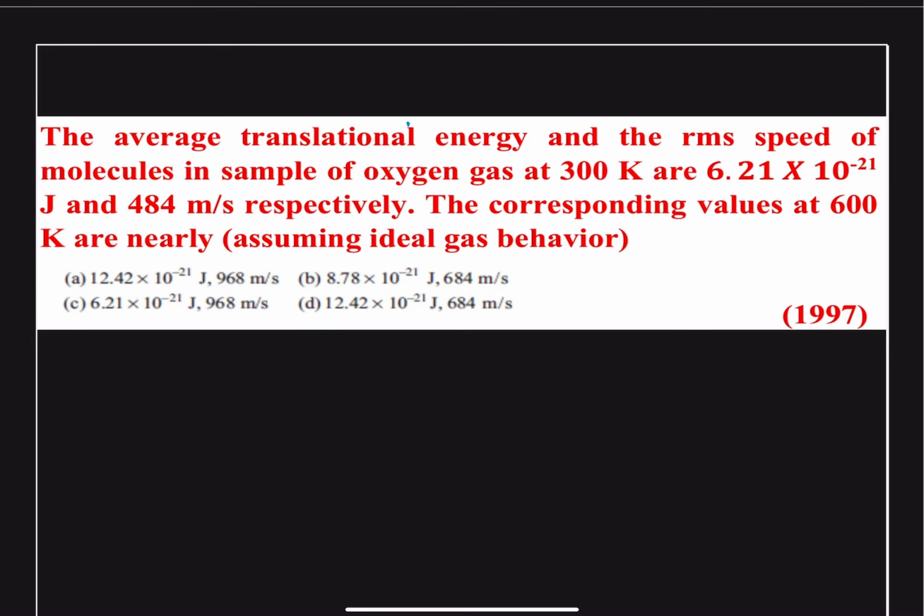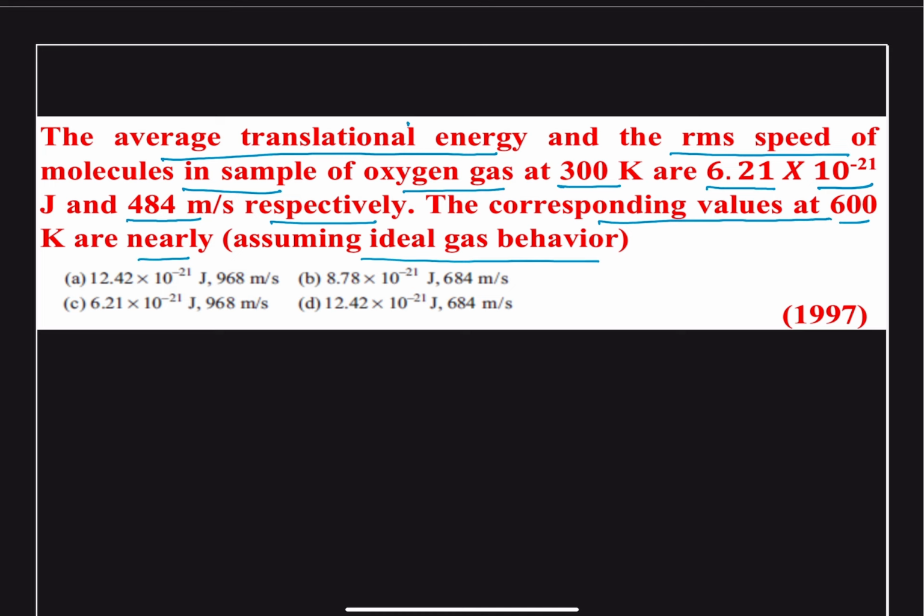Hello friends, in today's question, the average translation energy and the RMS speed of molecules in a sample of oxygen at 300 Kelvin is 6.21 multiplied by 10 to the power minus 21 joules and 484 meters per second respectively. The corresponding values at 600 Kelvin are nearly, assuming ideal gas behavior.